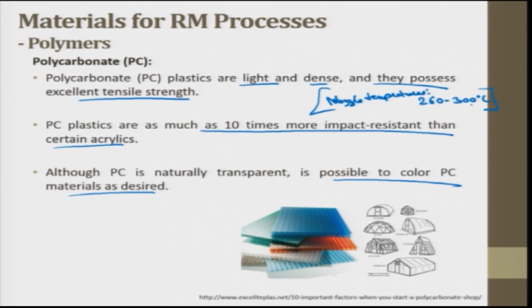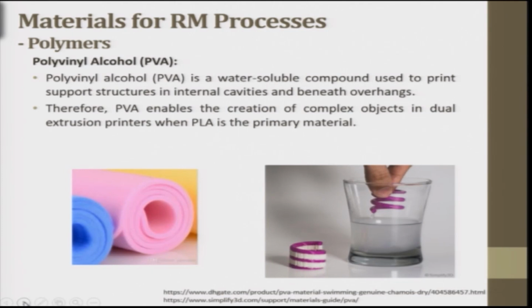But it makes a very good material to be used in rapid manufacturing. Next is PVA. Polyvinyl alcohol is a water soluble compound used to print support structures in internal cavities and beneath overhangs. You can see, as given in the figure, this white color is PVA. So it is dissolved in warm water.